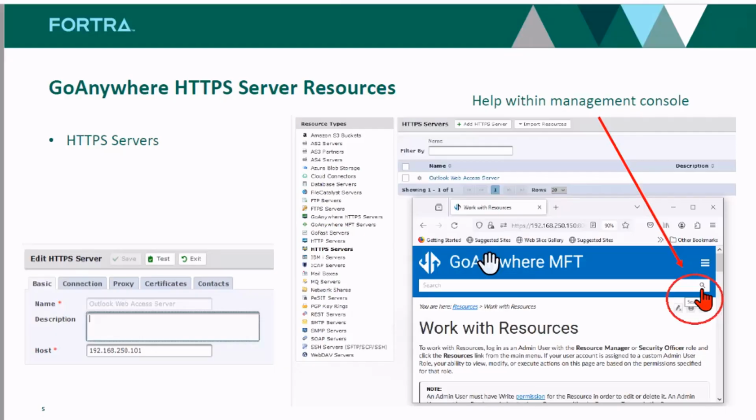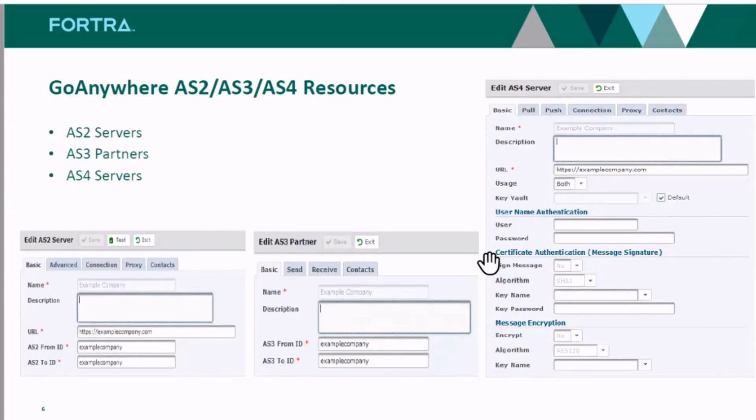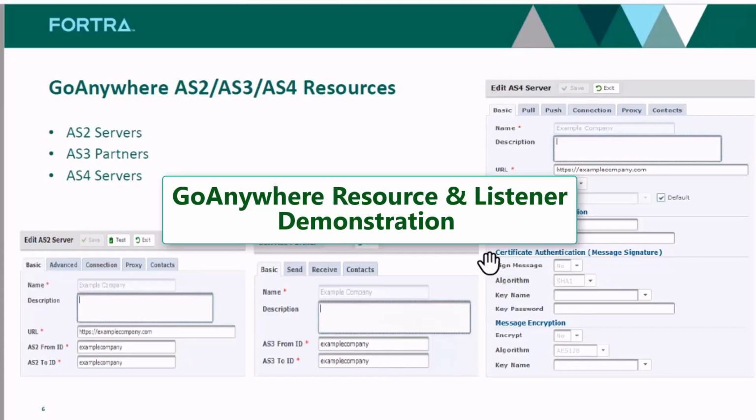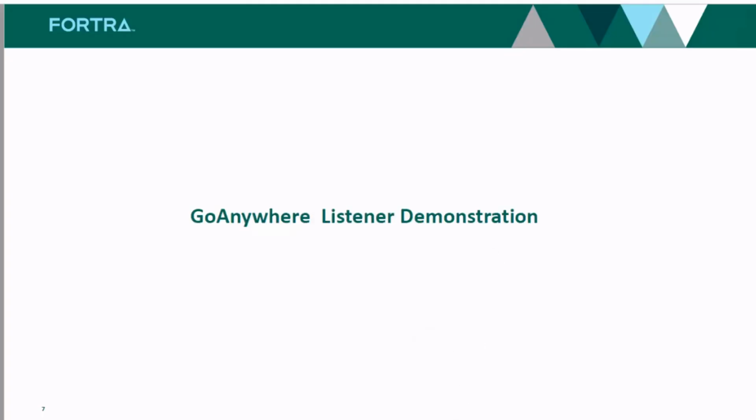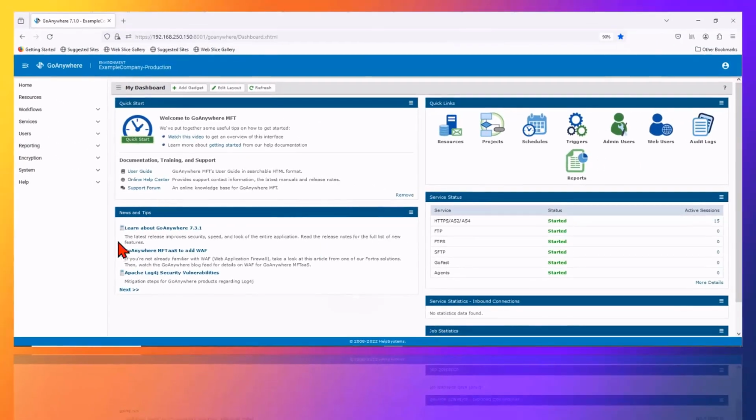So I'll be, at a very high level, going over the HTTPS server resources that you can see here, and I'll also spend a little bit of time talking about the AS2, 3, and 4 resources. Again, these are connections outbound to other environments: AS2 and 4 server configurations, and then AS3 partners, all in the resources. These can be used within projects in order for you to automate connections to remote configurations. So we'll talk a little bit more about the listener and the resources in a demonstration now.